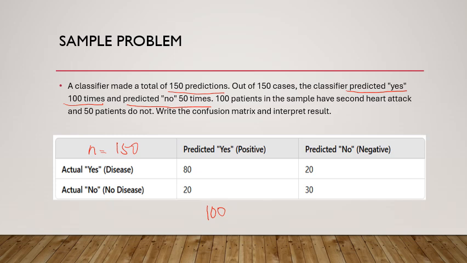So we have here 80. This is an assigned value for our TP. We have 30 here, assigned value for our TN. And then we have our FP, and also we have our FN. Here, take note that these values are just assigned values or assumed values. And then we also have 50 here to be our predicted negative or predicted no.